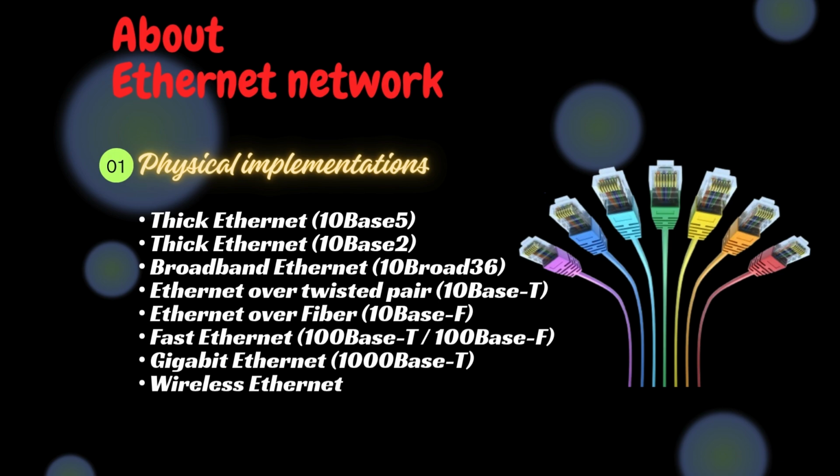Fast Ethernet like 100BASE-T and 100BASE-F increases speed to 100 megabits per second. Gigabit Ethernet or 1000BASE-T offers even faster transmission. And finally, wireless Ethernet provides flexible cable-free connectivity.